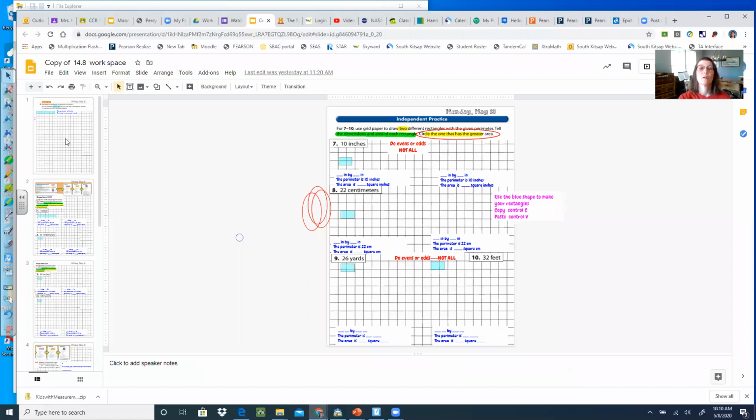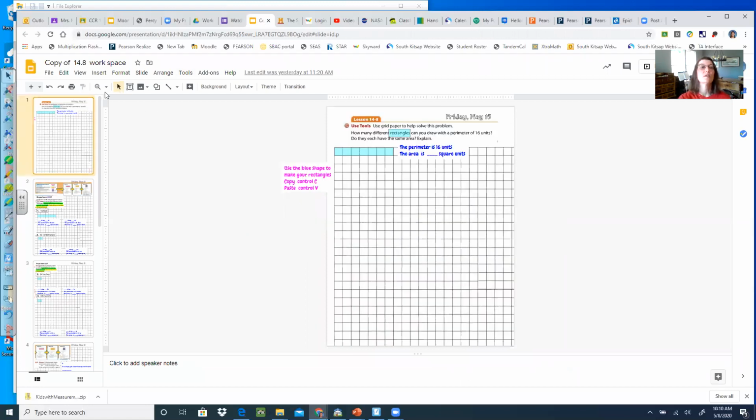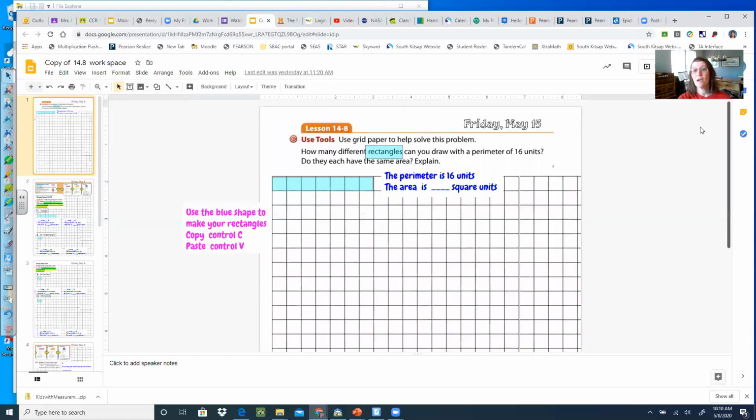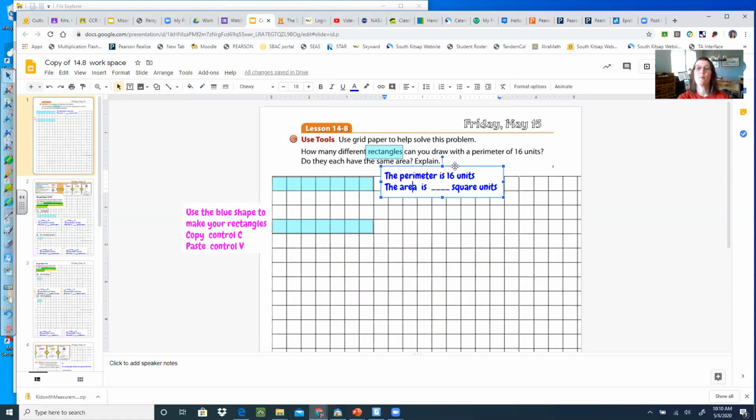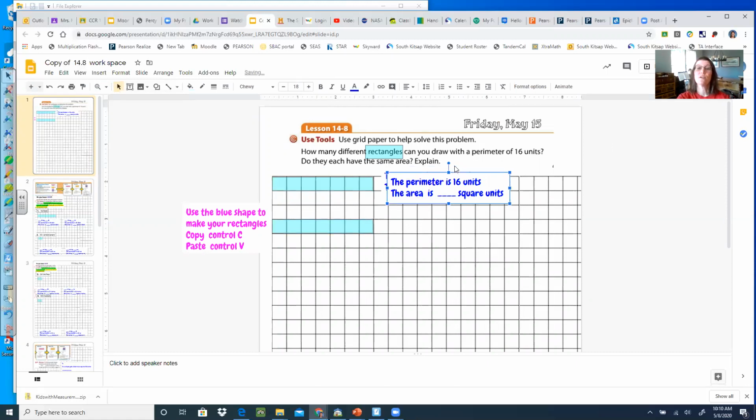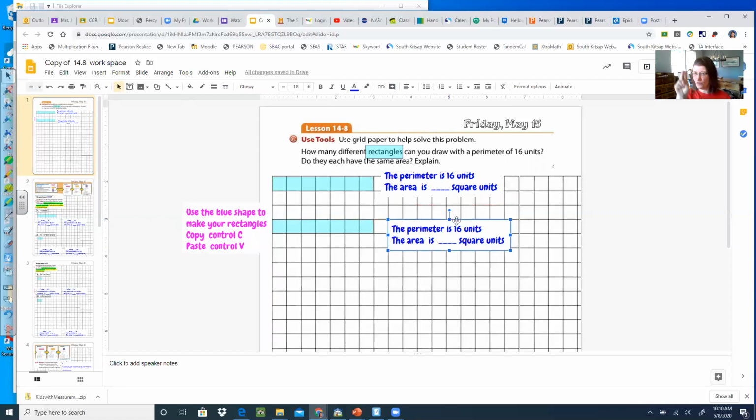There we go. Okay, now I need to zoom in so that we can see it better. You're going to do a lot of copy and pasting on this particular lesson. So remember, to copy, you click on whatever you want and do Control C, and then Control V to paste down a copy of it. Same with this one. Control C, Control V. And if you're using a Chromebook, you do a two-finger tap, and then select copy and select paste.